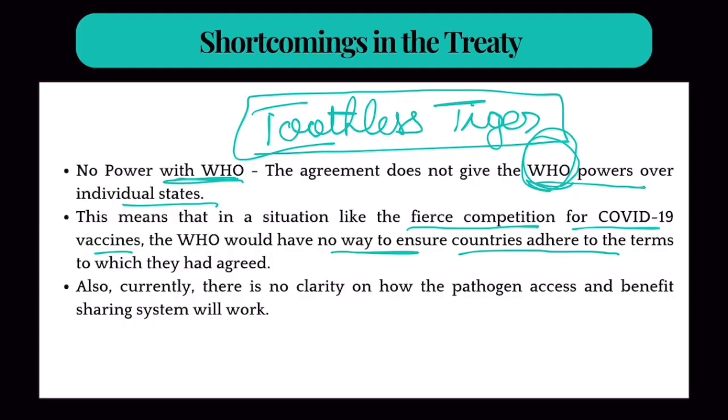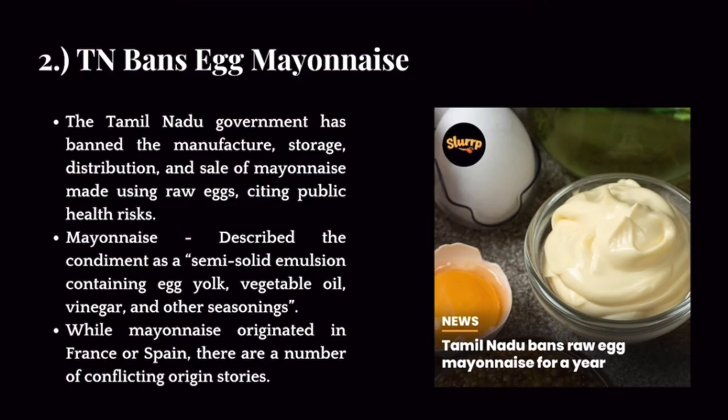All right. Nonetheless, let's see what happens. Currently, this treaty is in its draft stage. Then it will be signed by different countries once it's presented at the World Health Assembly. Let's see how it plays out. But the current situation is this. All right. Now let's move on to the second news item, which is Tamil Nadu bans egg mayonnaise.